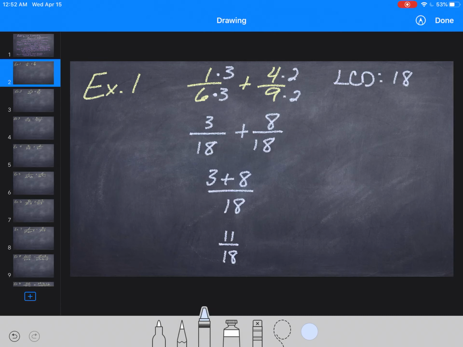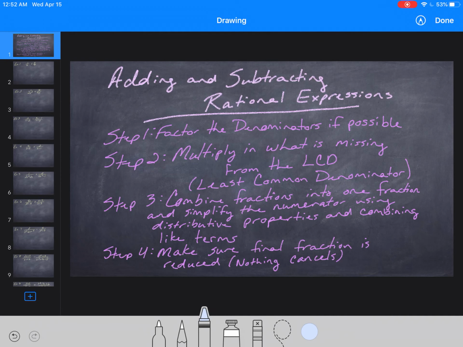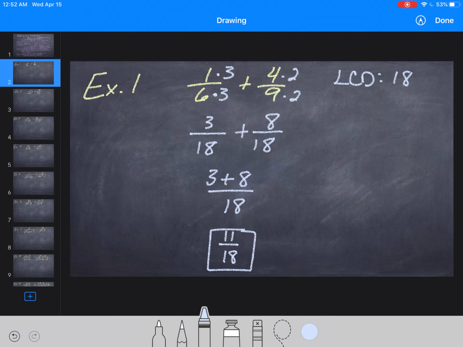And then I check to see if I can reduce any more. Once I realize that I can't, this is my answer. Now, what I'm going to do is show you that this is related to the steps we did before. My first step said to factor the denominators if possible, and that's what we did not do. So I'm going to look back at my example, and we're going to actually do that first.